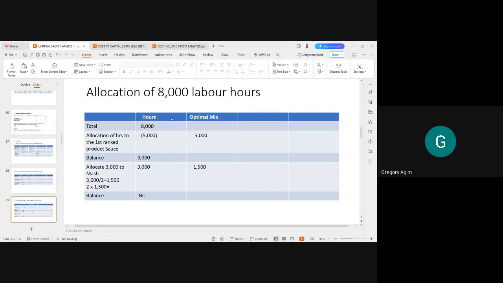Sir, can you help me buttress this area? Allocate 3,000 to mesh. The 3,000 we allocated to mesh. I want it to be explanatory, sir. All right, sir. The total hours you have to allocate between mesh and source is how many hours? 8,000, sir. Fine. Now, the first rank product based on our solution is what?